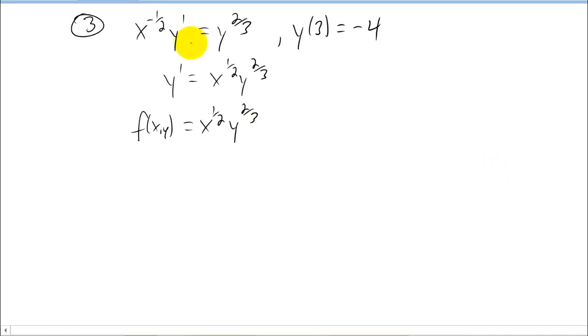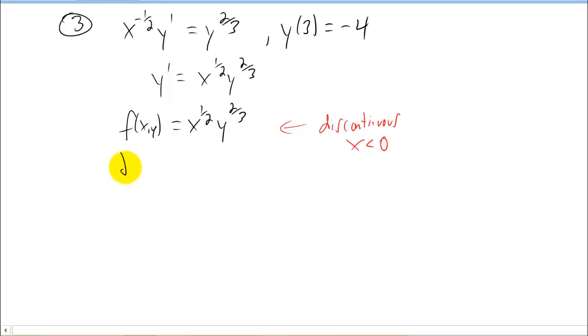So the form for the uniqueness theorem gets y prime by itself. We then have a function of x and y over here on the right side, and I'm just going to call that f of x, y. We look for discontinuities in this function. And because x has a square root on it, it's discontinuous where x is less than 0.